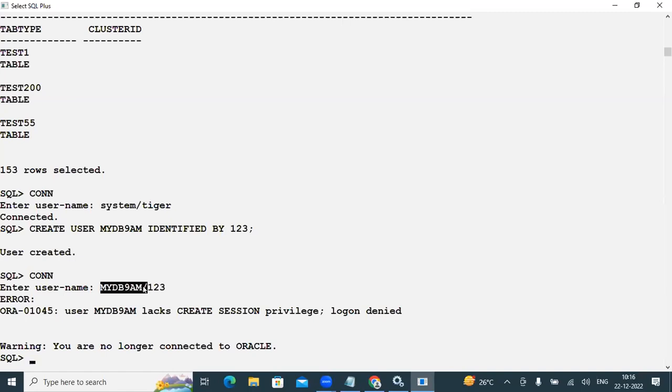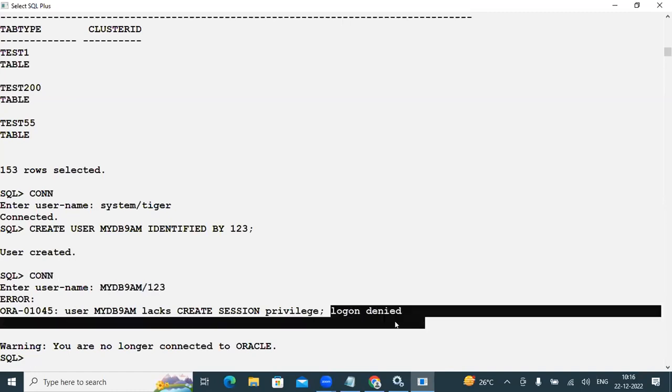When a user wants to perform operations on the Oracle database, permission is required. The permission must be taken from the admin. But here, the administrator just created your username and password. That's it. But did he give any permission to connect? No. That's why when the user tried to connect to Oracle with that user ID and password, it showed: logon denied.